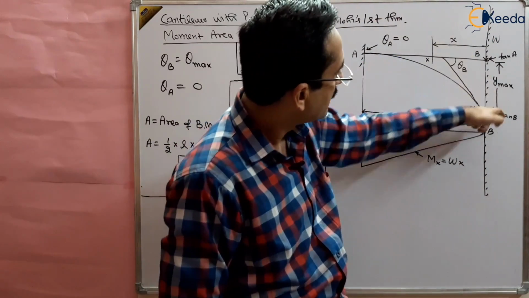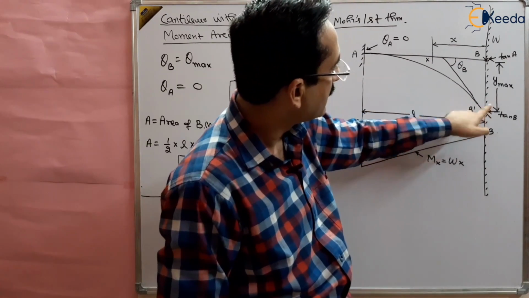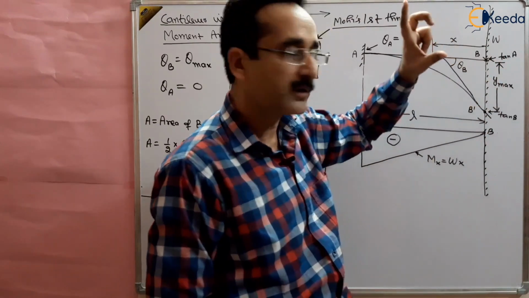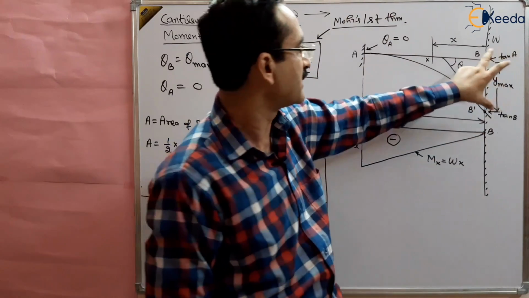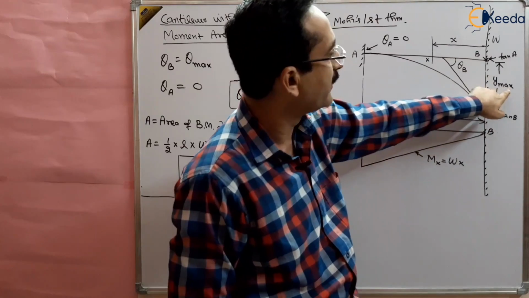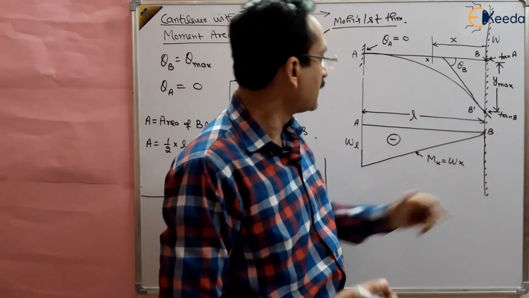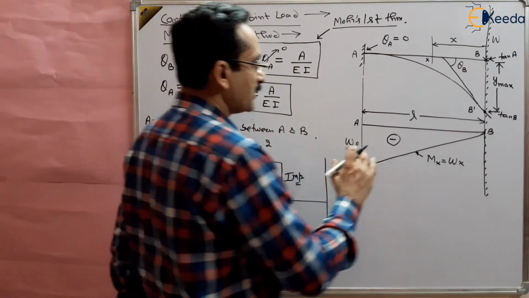Second is B, the tangent at point B is passing through this point, which is B dash, right? And the distance between two tangents on a vertical line will give the deflection. So by this we can find out the maximum deflection. Now, what is the theorem?